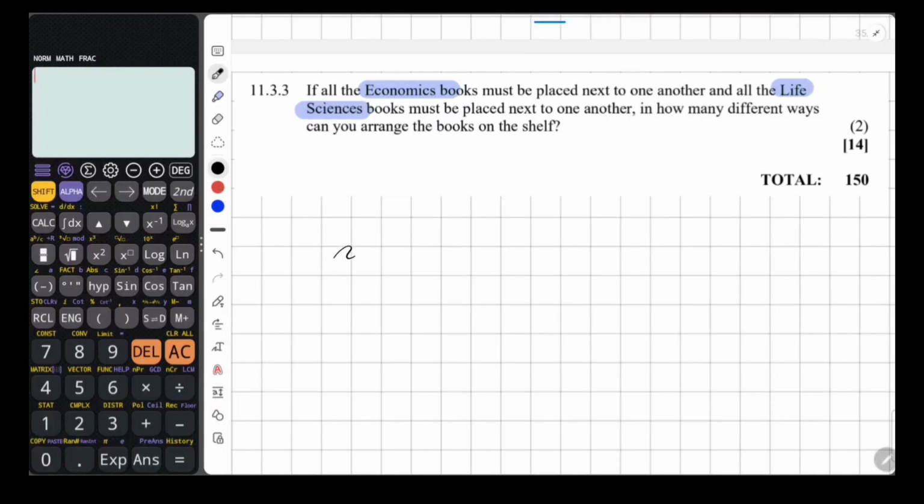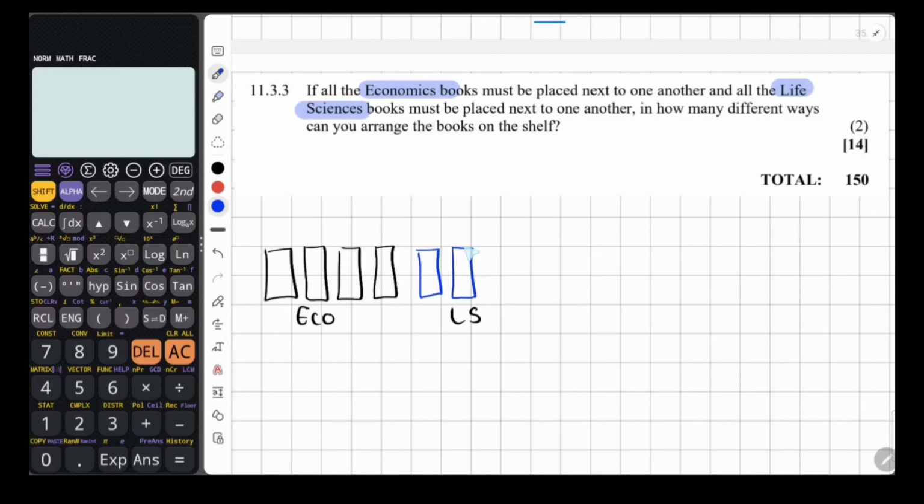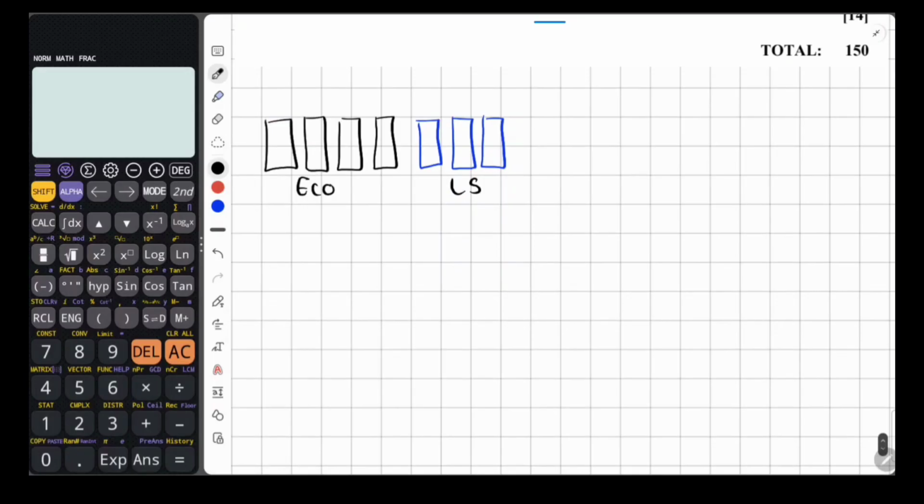So think about it like this. We're looking at the economics books. So eco, we have 4 economics books over here. Then we have life science. So LS, we have 3 life science textbooks over here. And what we're going to do is we're creating a group. We're creating a group for economics and for life science. So this is one group. This is another group.